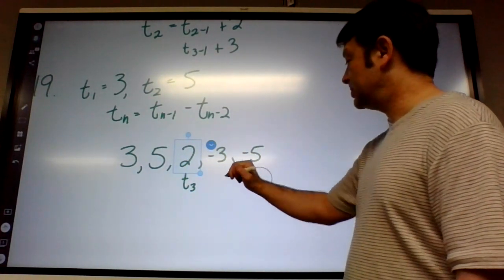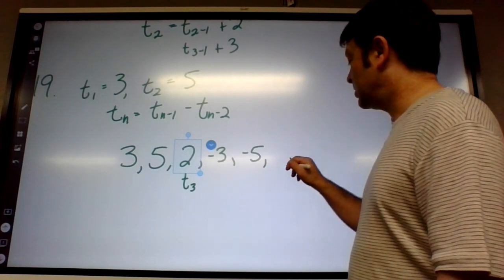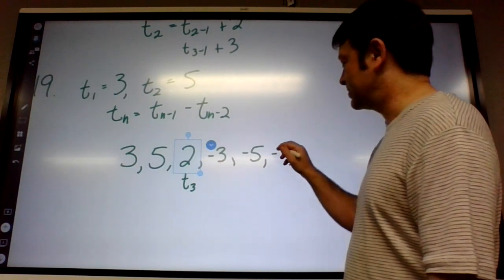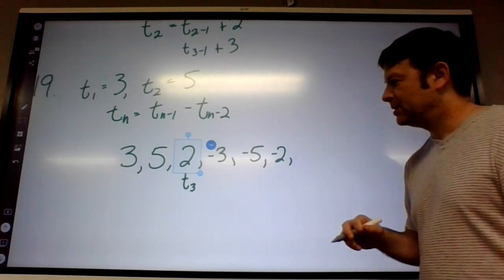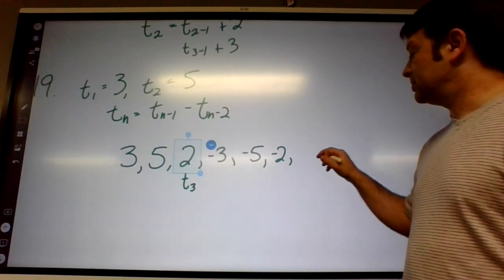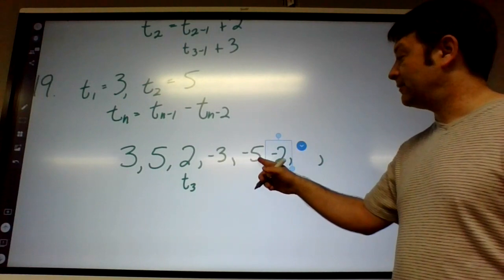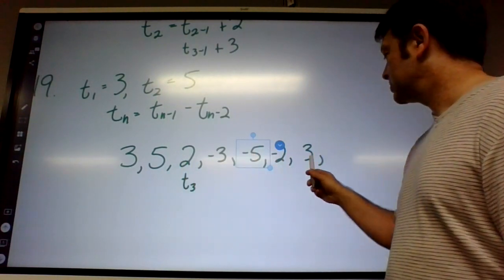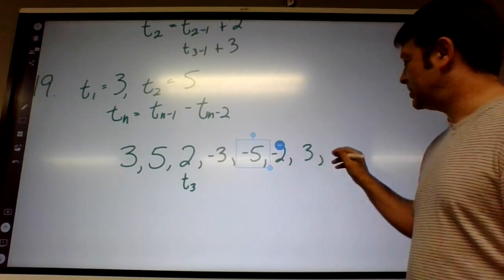-3 minus 2. My commas are getting bigger and uglier. -5 minus -3. You gotta be careful on these. You get off pretty easy. -2 minus -5. 3 minus -2.